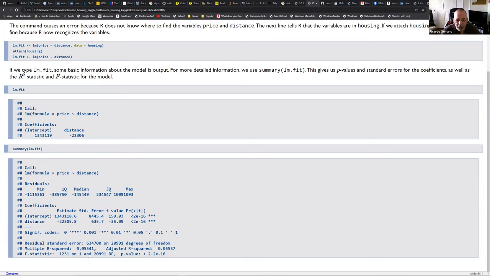Then you get the T value, the T statistic, and then you get the P value, which is the probability that the coefficient could be zero. So the higher the T value, no matter if it's positive or negative, the lower the probability that the coefficient is going to be zero. And that's what the p-value is really telling you. It's a kind of hypothesis testing.